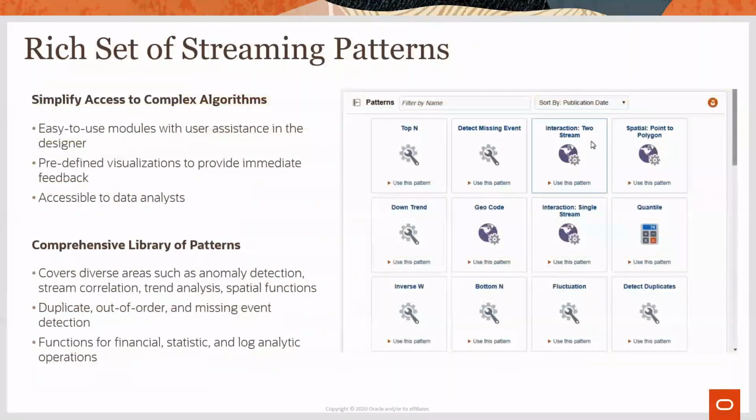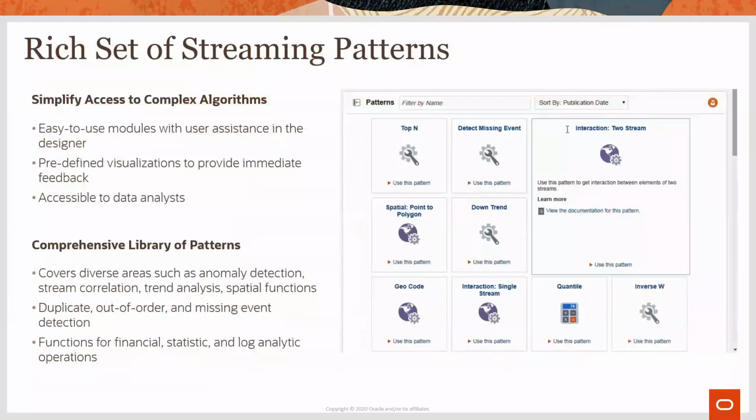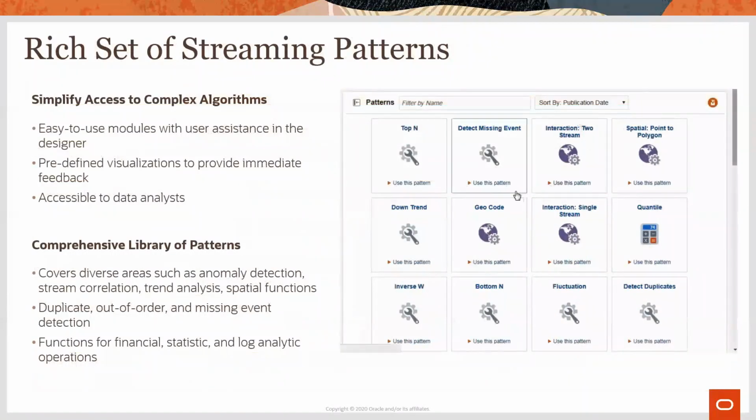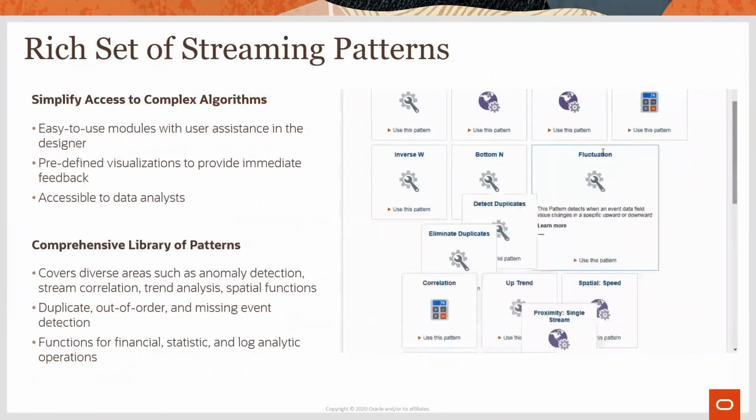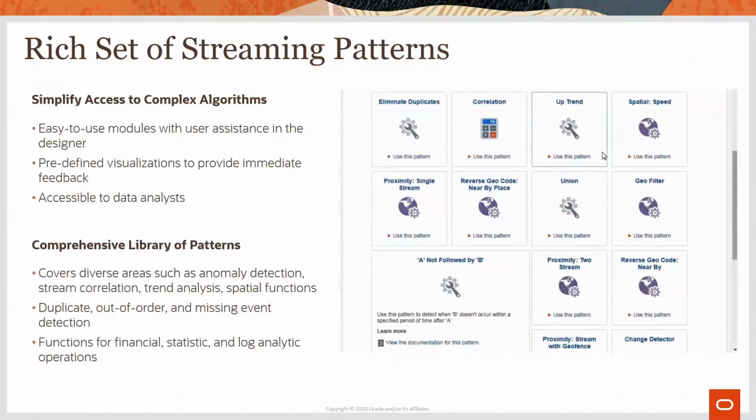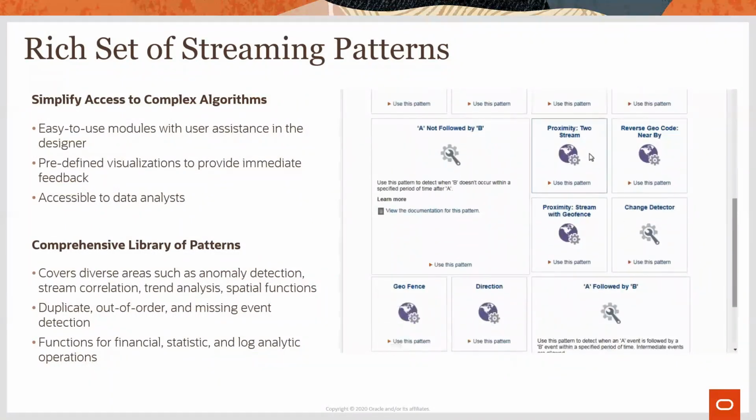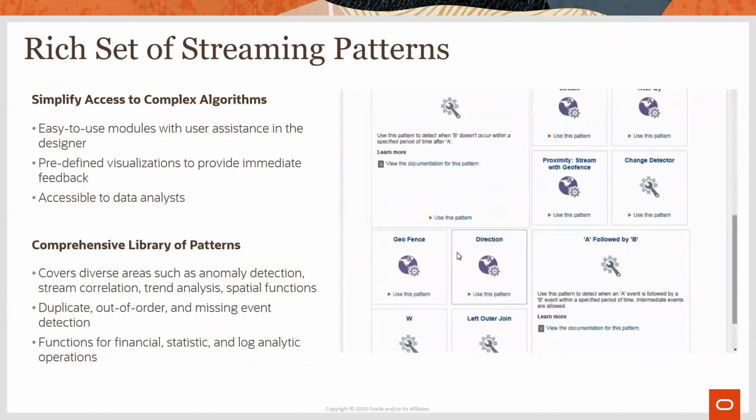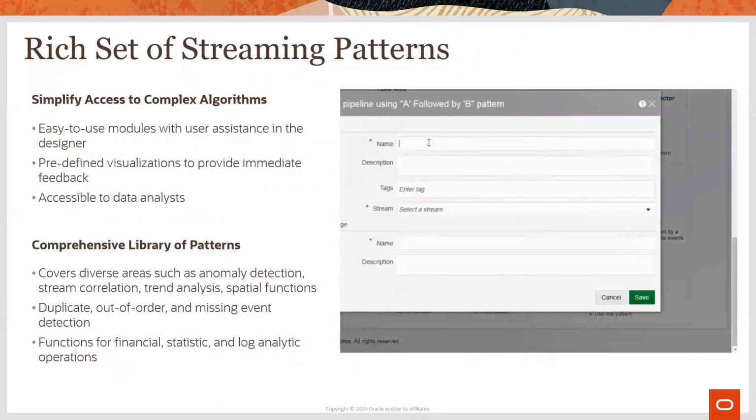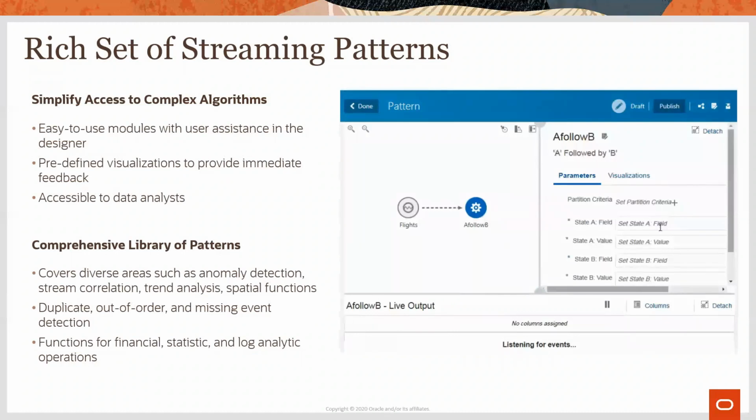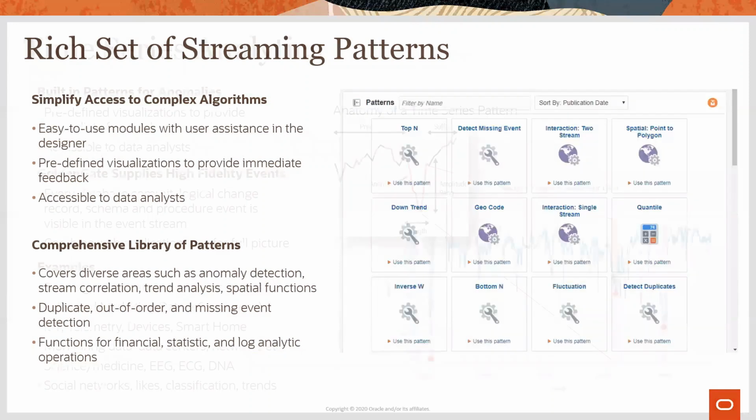So these built-in streaming patterns are part of how we accelerate development, or allow your developers to accelerate their development. You can take patterns like uptrends or correlations, duplicate elimination, time series patterns like A not followed by B, and you can basically bring those into your pipelines directly for analysis, without having to reinvent the pattern each time you want to bring that into your data pipeline. So having those templatized pre-built patterns is a big accelerator for development.